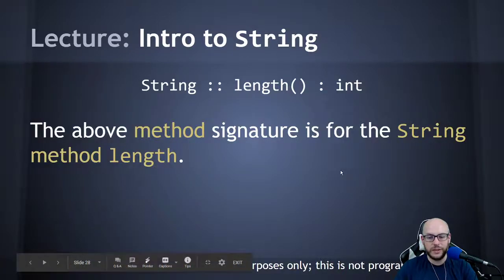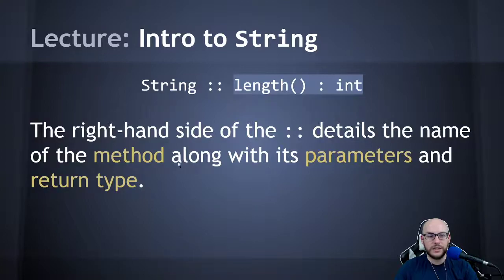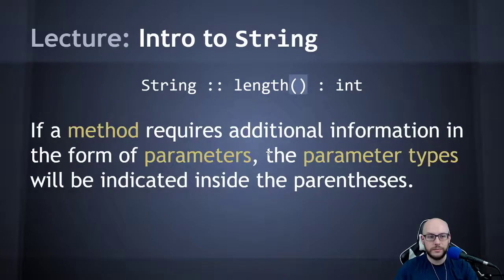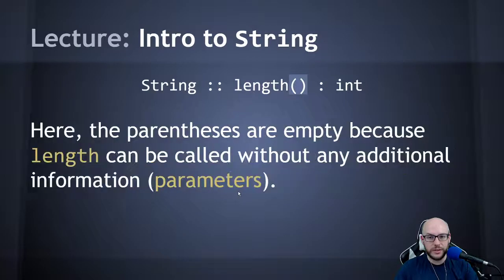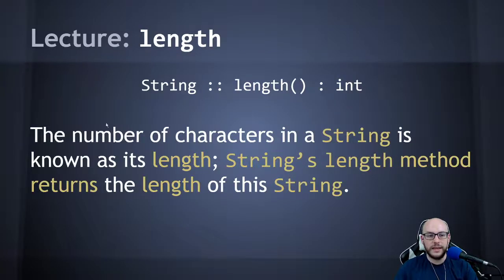Notice this is for documentation purposes only. This is not programming syntax. The left-hand side indicates what object or class the method pertains to. The right-hand side details the name of the method along with its parameters and return type. The name of the method is length. If a method requires additional information in the form of parameters, arguments, I think of them as inputs, the parameter types will be indicated in the parentheses. Here, the parentheses are empty because length can be called without any additional parameters. The right-hand side of our colon indicates what data type we expect this to return. Simply put, length is the number of characters in a string.